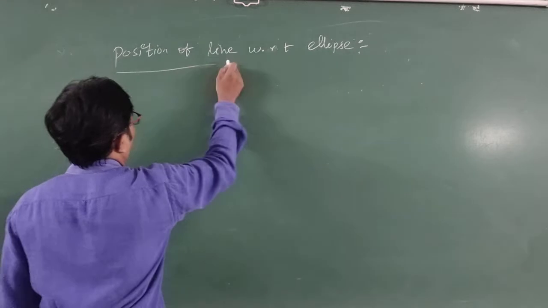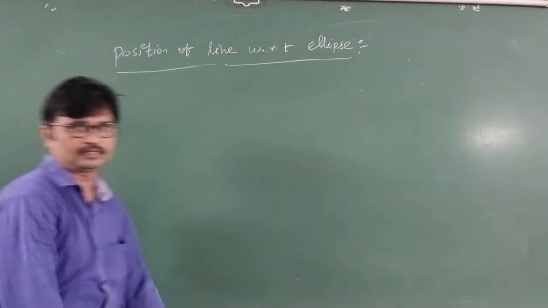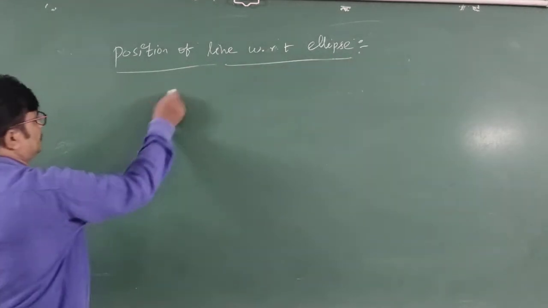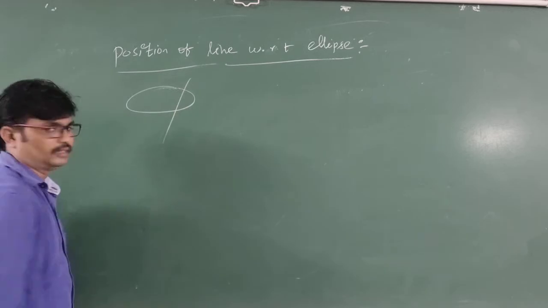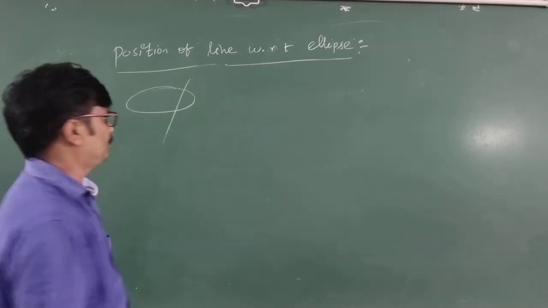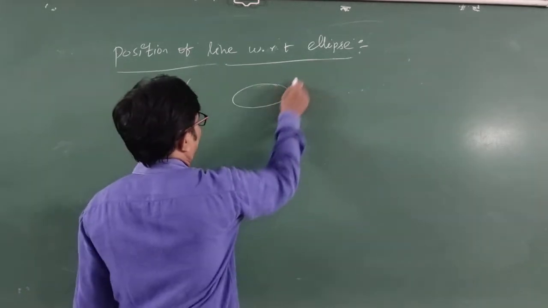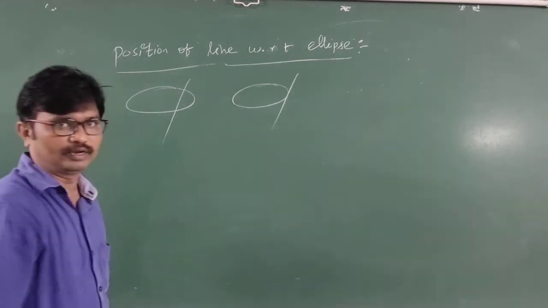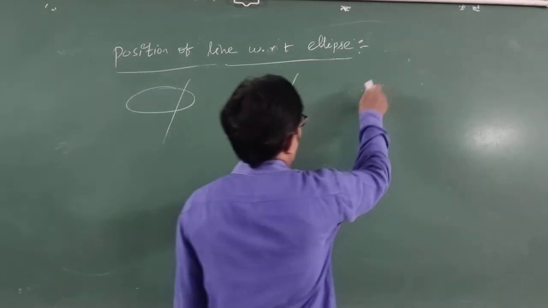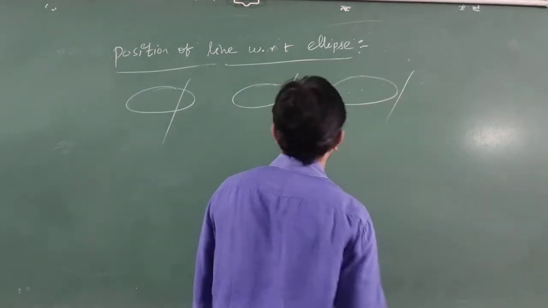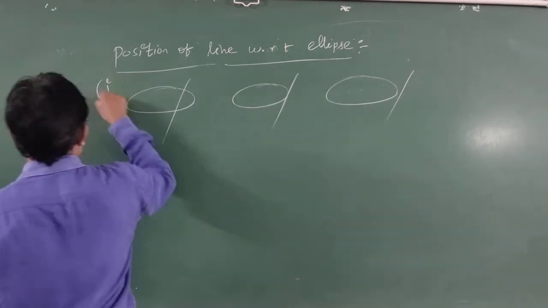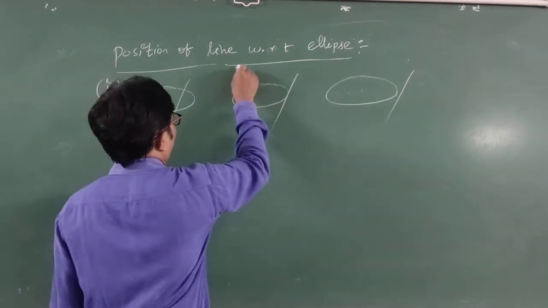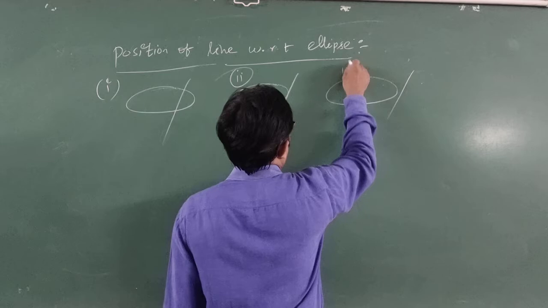Dear students, regarding the position of the line with respect to the ellipse, we have to know that there are three cases. In case 1, the line intersects the ellipse in two distinct points. In case 2, the line touches one and only one point. In case 3, the line neither intersects nor touches the ellipse.